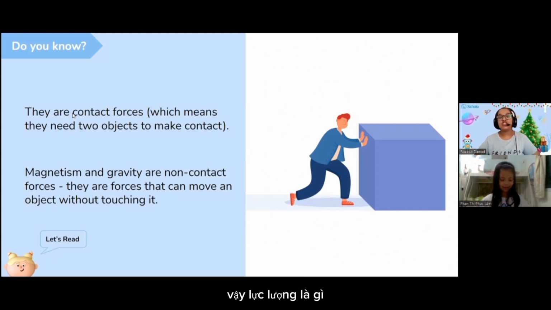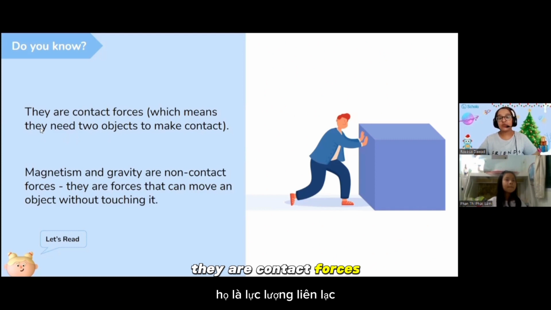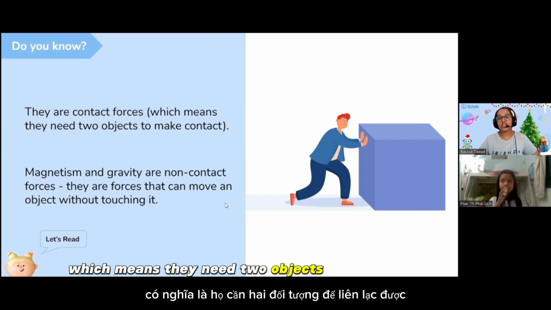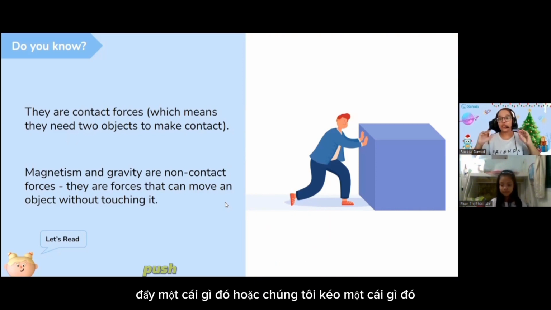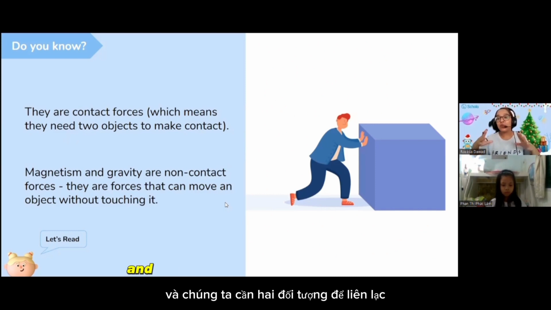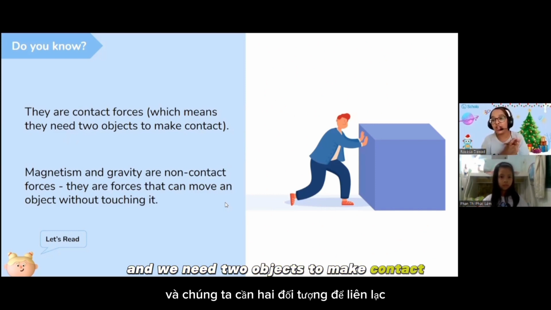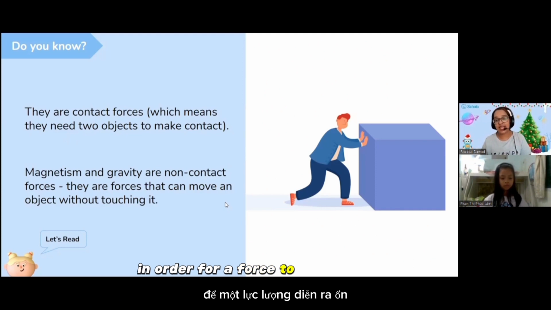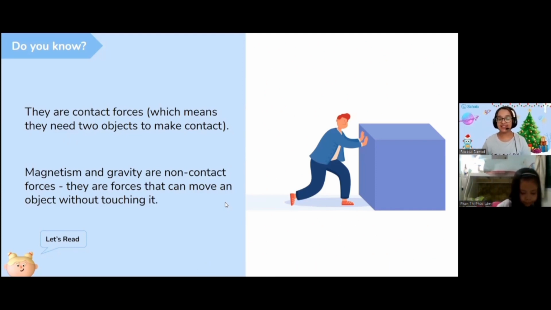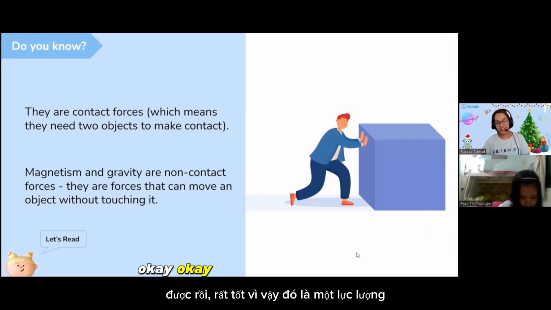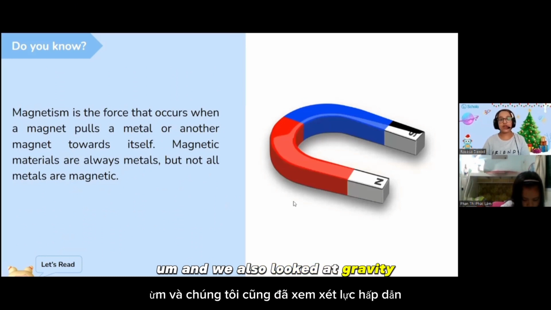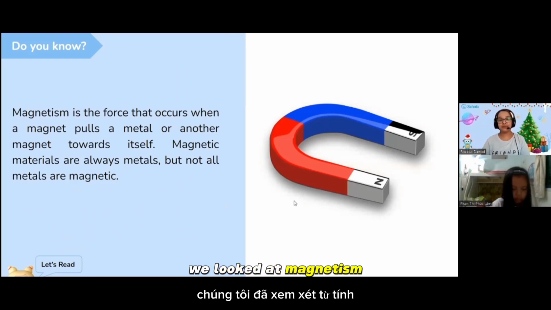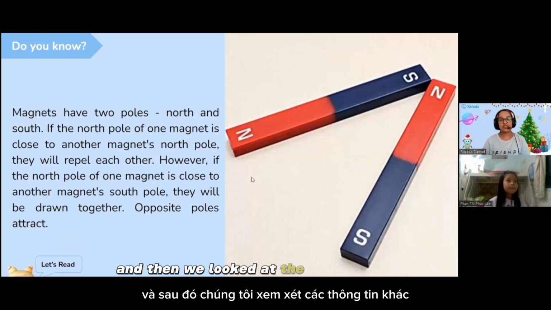Okay, all right. So what are forces? They are contact forces, which means they need two objects to make contact. So a force is when we push something or we pull something, and we need two objects to make contact in order for a force to take place. Does that make sense? Okay, very good. So that is a force. And we also looked at gravity, we looked at magnetism, and then we looked at the other information.